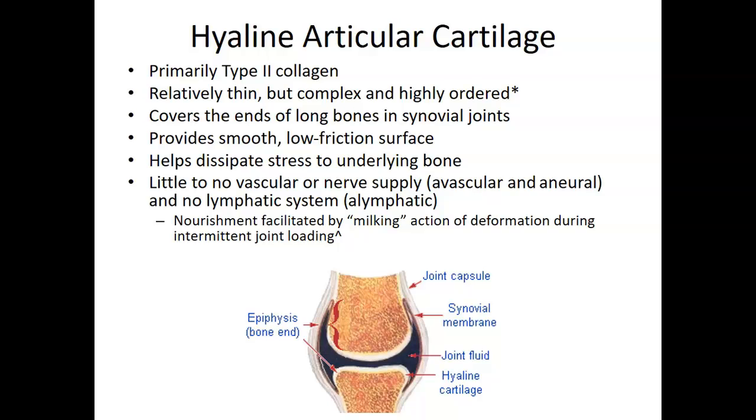It also is compressible, so if you have two bones compressed together, that compression helps to dissipate those forces, so it doesn't go through the bone, which is not as good at dissipating forces. And again, little to no vascular or nerve supply, so we're going to call it avascular and aneural. And no lymphatic system, so no system to remove waste. That's the sewer system of the body. No mechanism for that. So alymphatic in the hyaline articular cartilage. So again, the nourishment comes from that milking during joint loading.